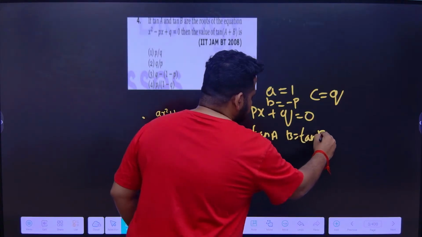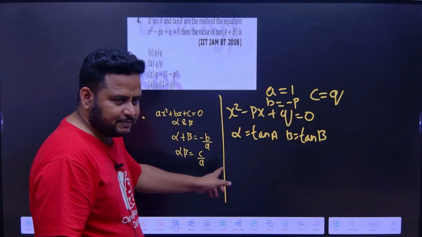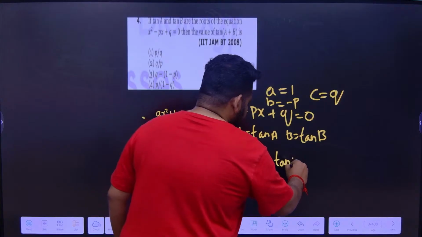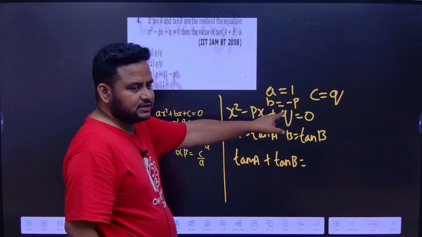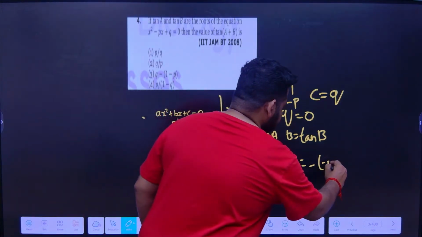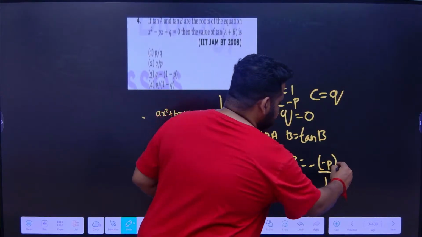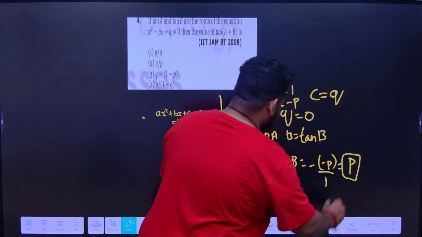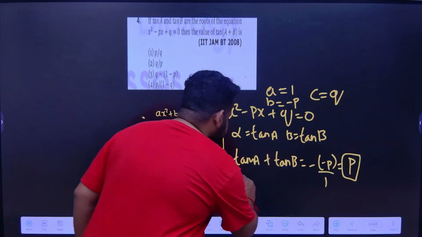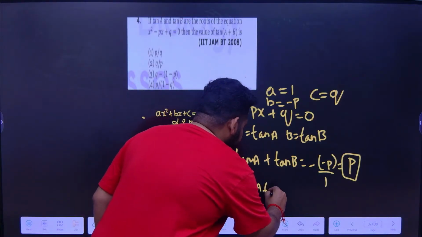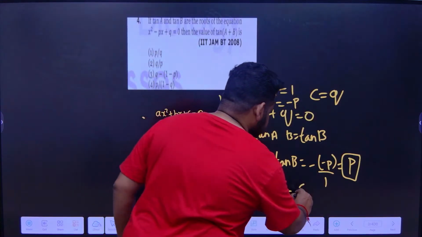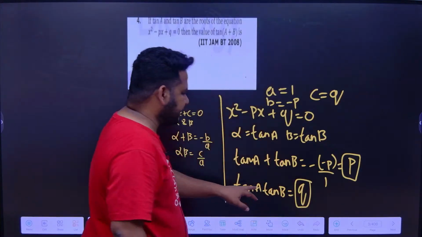Now, if I do sum of the roots, that is tan A plus tan B, it is equal to minus b by a. Minus b means minus of minus p, divided by a, and a is 1. Minus into minus will be plus. So tan A plus tan B is equal to p. What about product of the roots? That is tan A into tan B, it is equal to c by a. C is q, a is 1. So I got tan A tan B is equal to q.